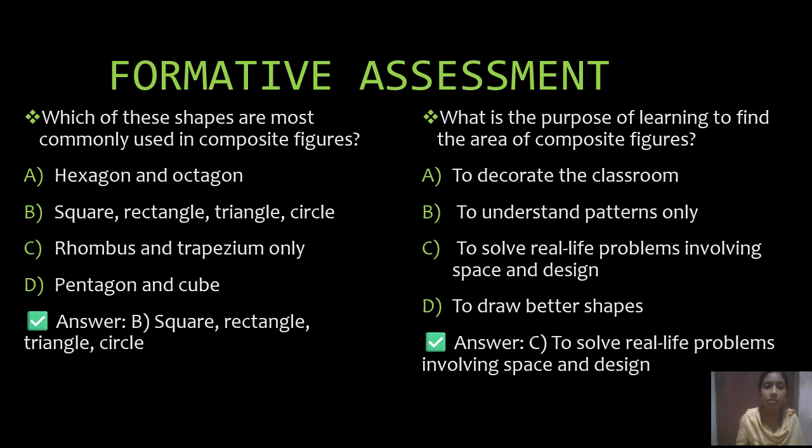Which of these shapes are most commonly used in composite figures? Hexagon and octagon, square, rectangle, triangle, circle, rhombus and trapezium, pentagon and cube. Yes, the answer is B. Square, rectangle, triangle, circle. So these are the shapes which are most commonly used in composite figures.